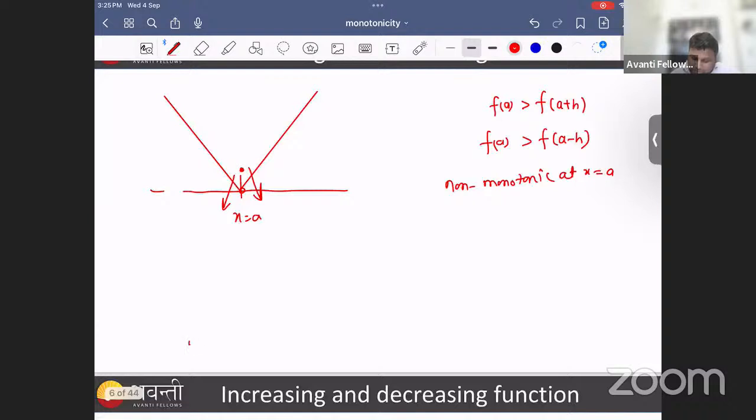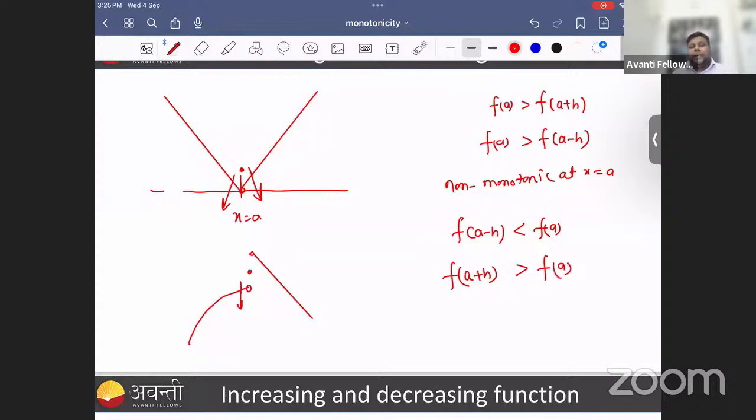But if I make the graph of a function like this, see, here it is increasing, here it is decreasing. But what is happening at x equals a? f of a minus h, to the left of a, is less than f of a, and f of a plus h is more than f of a. The next value is greater, the previous value is smaller. So the function is increasing at x equals a. Got it?